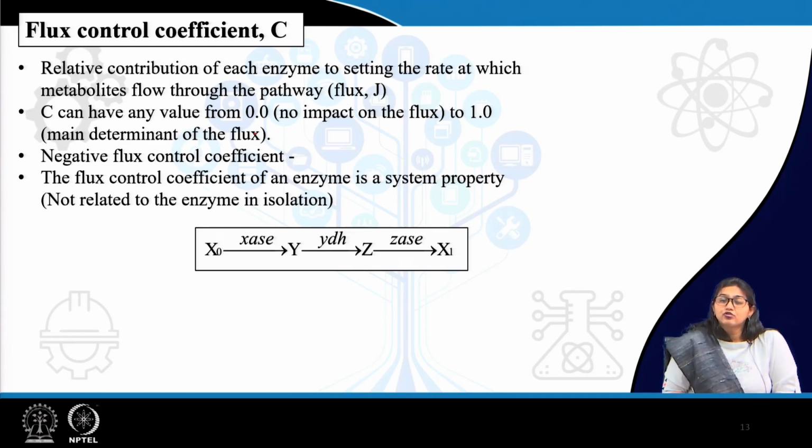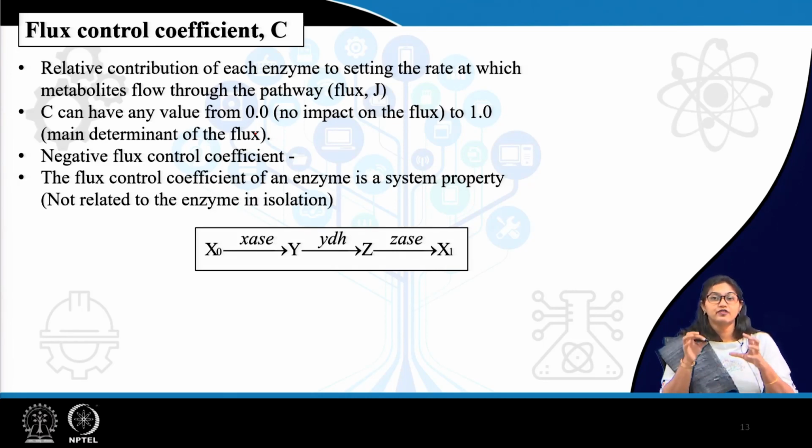So, the flux control coefficient C can have different values. 0 means changing the enzyme has no impact actually. So, the coefficient goes from 0 to the highest, where if you change the enzyme, the flux is very much regulated. This is the determining enzyme of this enzymatic pathway. So, basically the flux control coefficient can be 0 to 1. Similarly, it can be negative also.